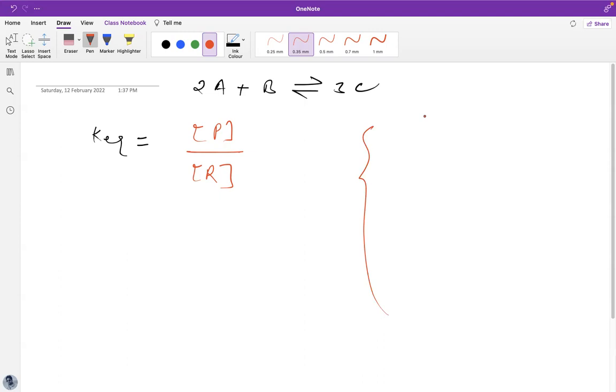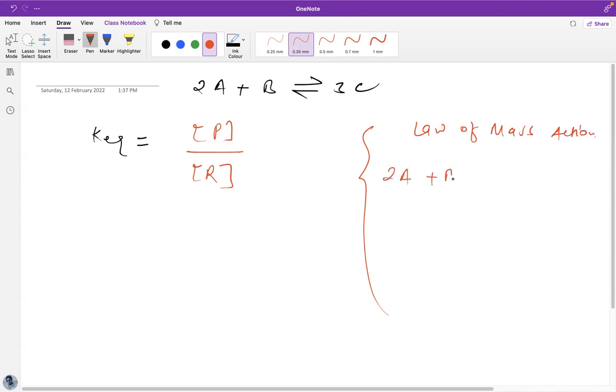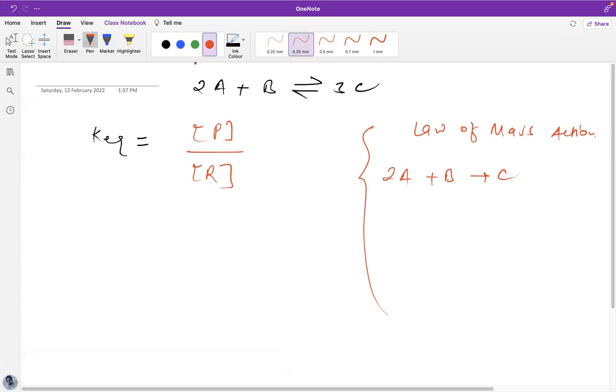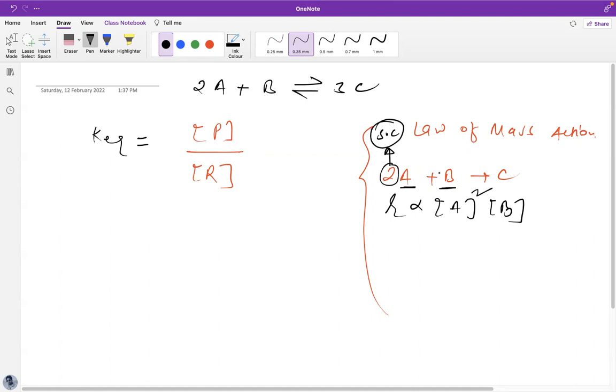So suppose I am going to tell you about the law of mass action. Suppose you have a reaction 2A plus B which is going to C. You can apply your law of mass action for reversible and irreversible both. So for this reaction, the rate is directly proportional to the concentration of reactant molecules A and B. And this digit is known as the stoichiometric coefficient, and it will be raised to the power. So A's power will be 2, B has just 1. If there is no value, it means 1. So B will be 1.